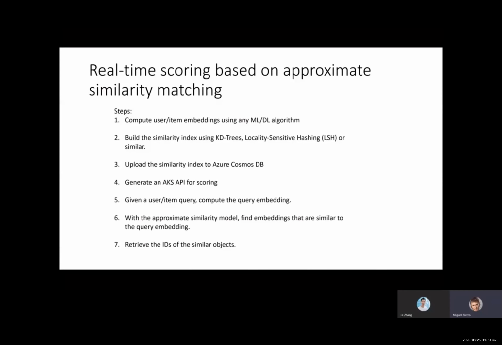In terms of which one to choose, the option with serverless, typically they are not as scalable as a Kubernetes cluster, right? So if your business is a massive e-commerce, you probably want to have a Kubernetes server. If you have something smaller, a serverless option is okay. Then in order to access this, given the query, in this case the item query, we compute the embedding, right? And then with the approximate similarity model, we find the embeddings that are most similar to the query, and that's what we retrieve, right?